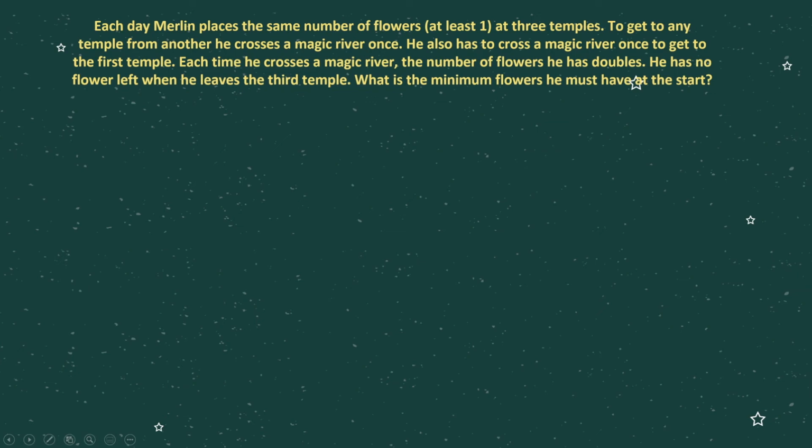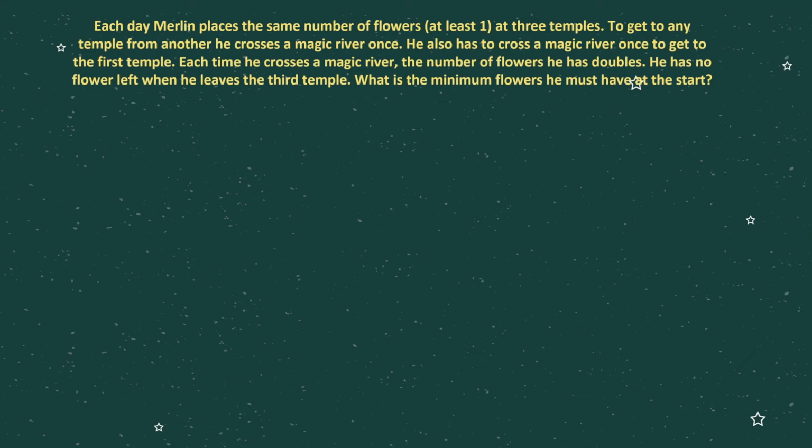Each day, Merlin places the same number of flowers, at least one, at 3 temples. To get to any temple from another, he crosses a magic river once. He also has to cross a magic river once to get to the first temple. Each time he crosses a magic river, the number of flowers he has doubles. He has no flowers left when he leaves the third temple. What is the minimum number of flowers he must have at the start?